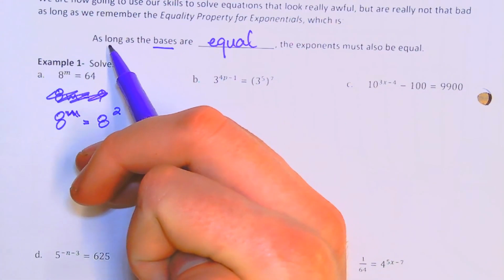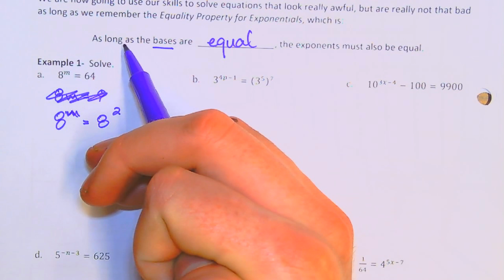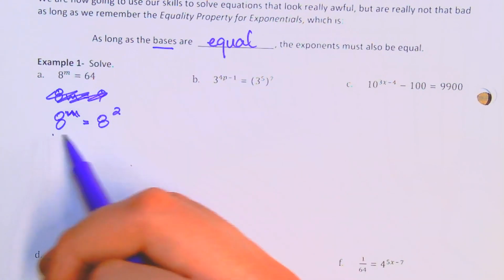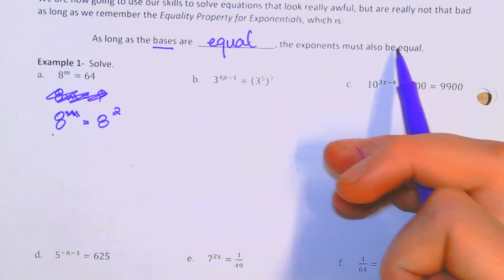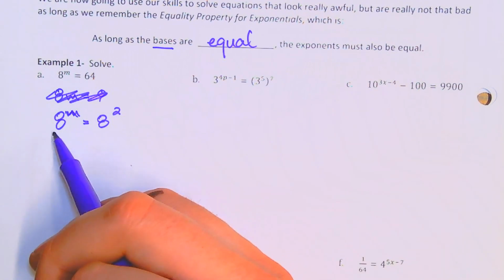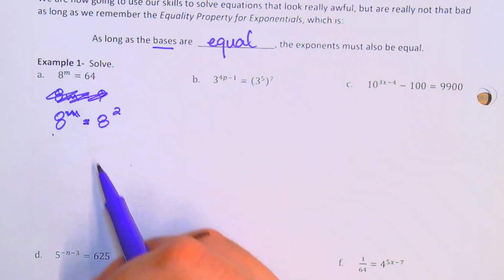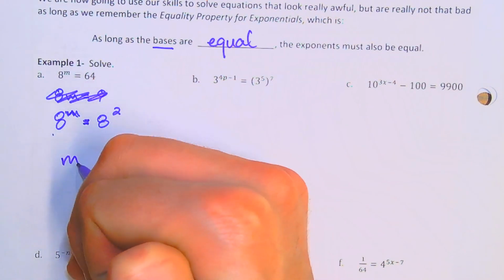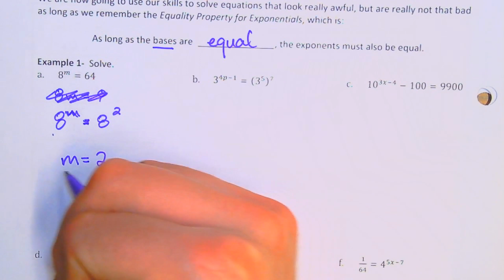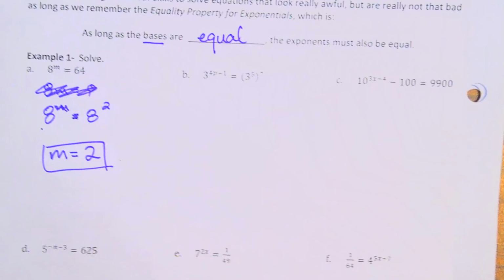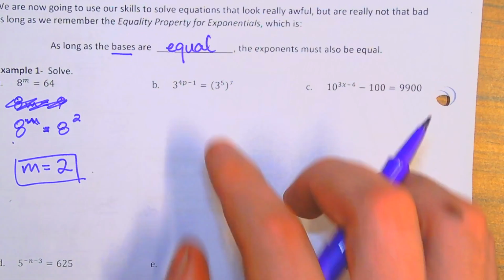Okay, now here's where we have to read our rule. As long as the bases 8 and 8 are equal, which they are, the exponents must also be equal. So if 8 and 8 are the same, then m and 2 must also be the same. So it's easy enough for me to say that m is equal to 2. Just like that.